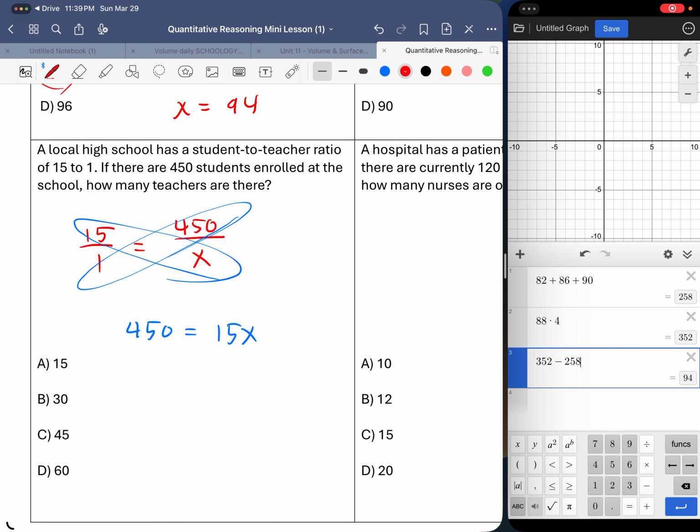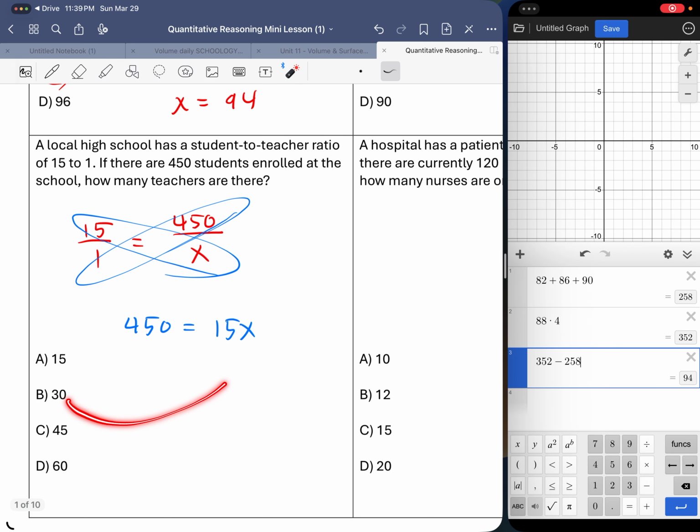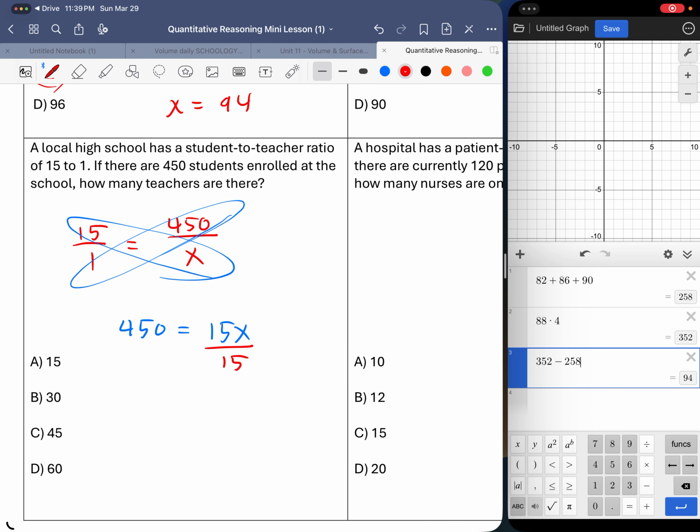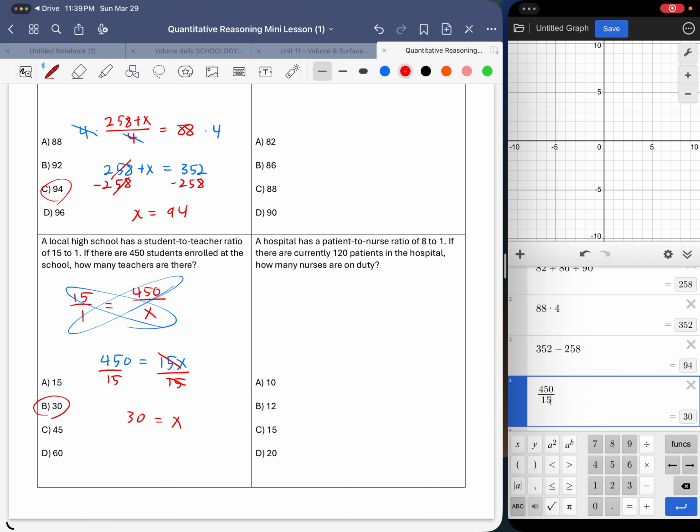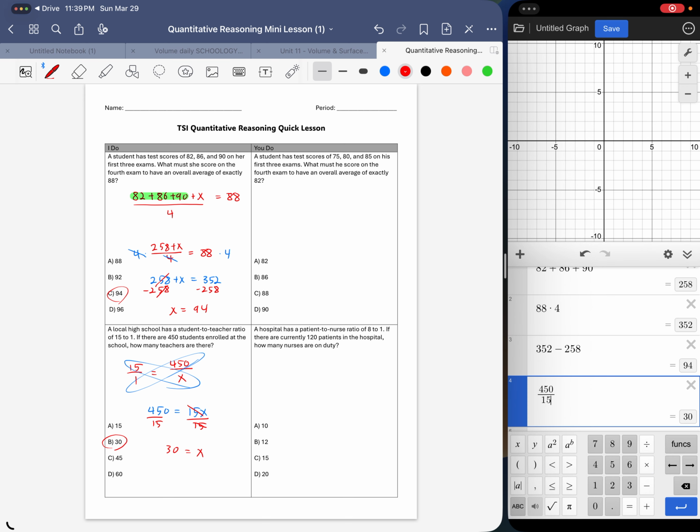The only thing that you have to do is, well, obviously you can just plug in the number, but I would just divide by 15 on both sides because that's more math. We get 30. So if there are 450 students, there should be 30 teachers. Now you're gonna do the question on the right by yourself. It's exactly the same concept.